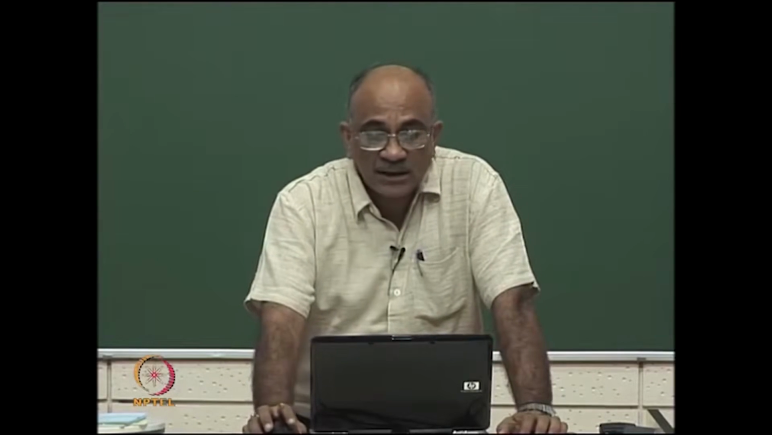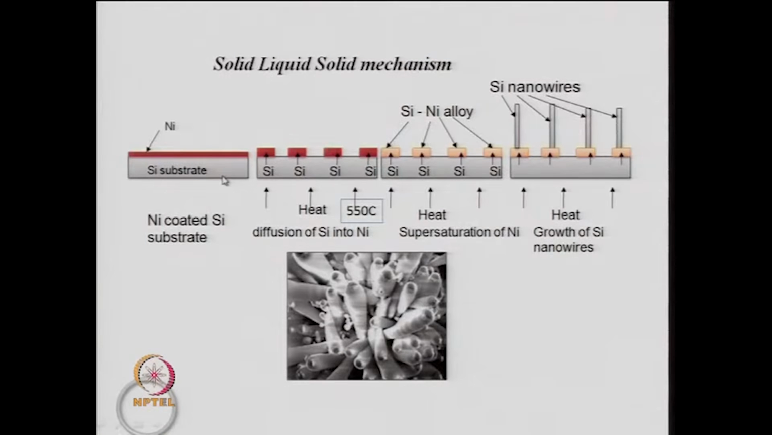Same thing is shown here, except that you start with a solid and then the solid you heat and then diffusion takes place. So, you have a solid liquid solid mechanism, because this silicon nickel alloy will have a lower melting point than either silicon and nickel, and then from that melt you will have the growth of silicon nanowires.